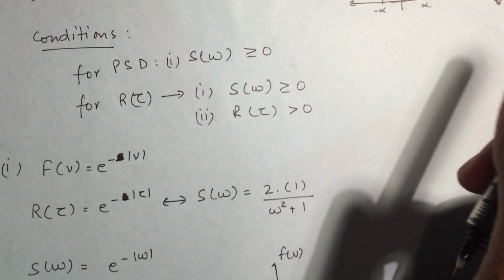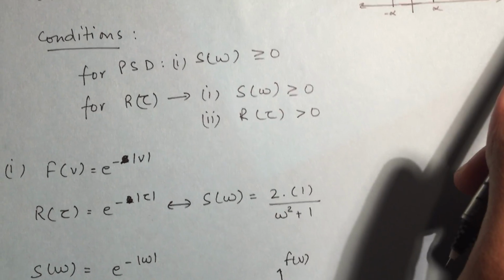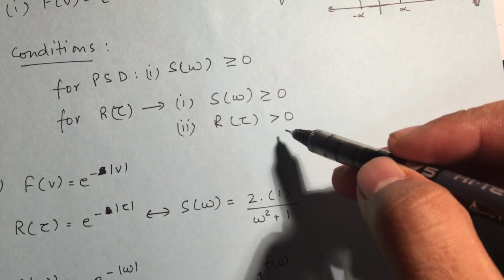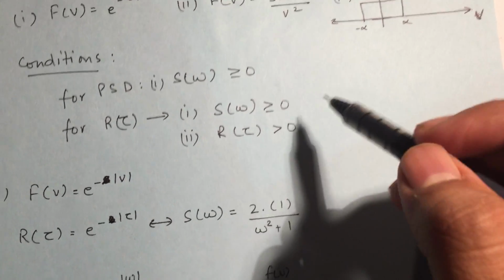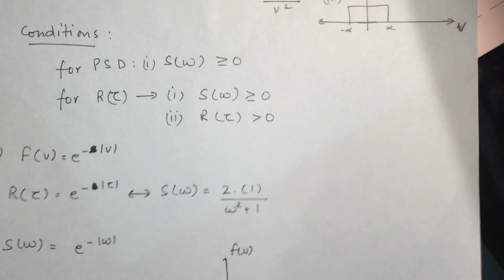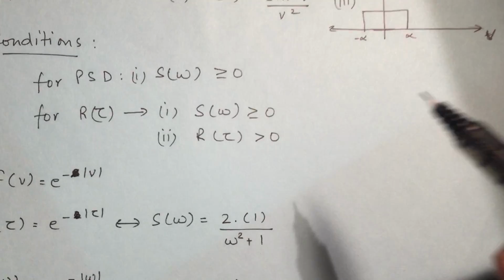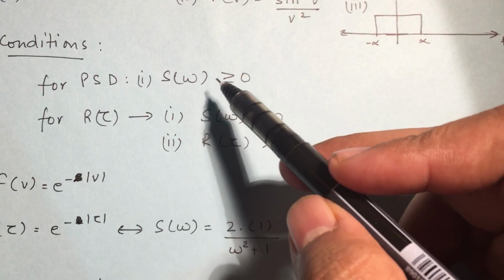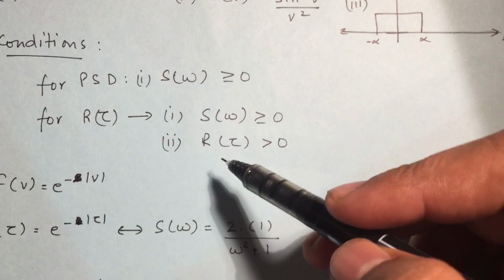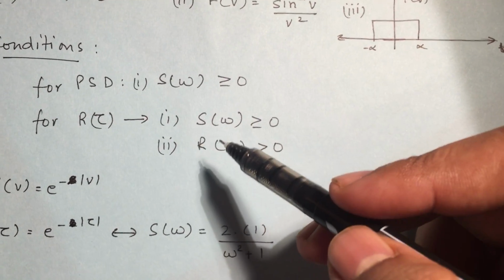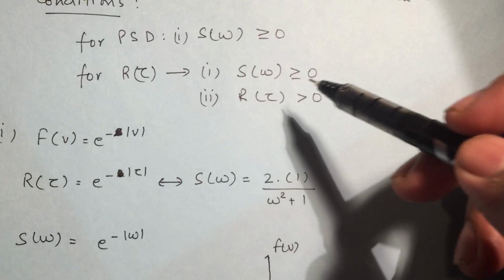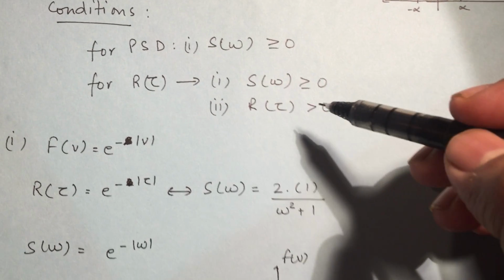Along with that, the autocorrelation function itself should be greater than 0. So we see that an autocorrelation function can only exist if the power spectral density exists, but the opposite is not the same. Now we're going to go ahead into the question.